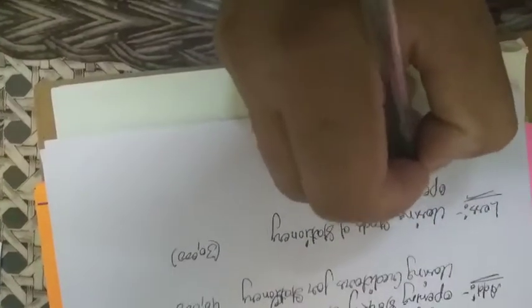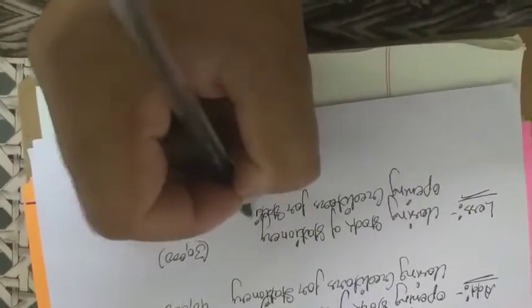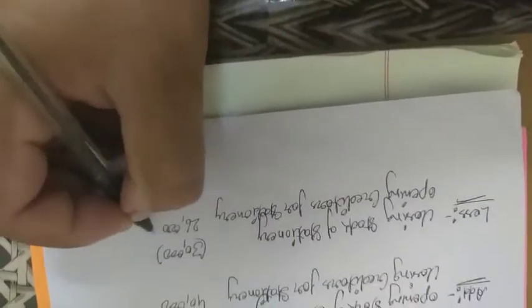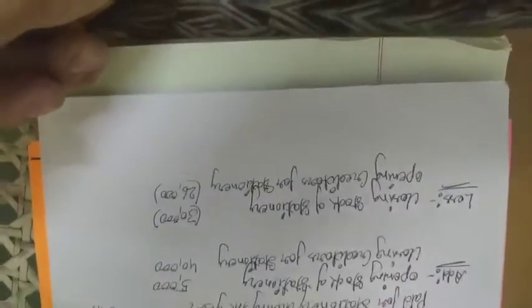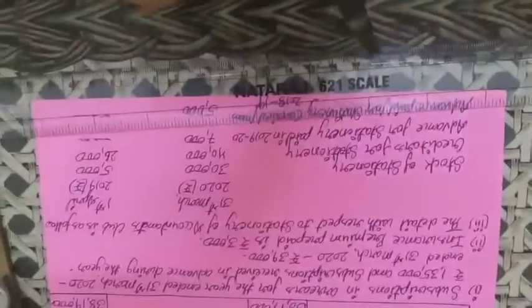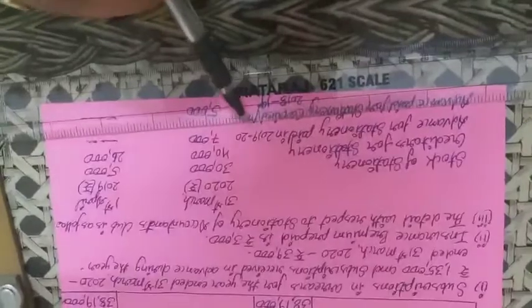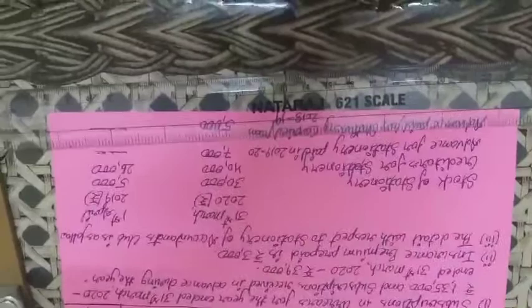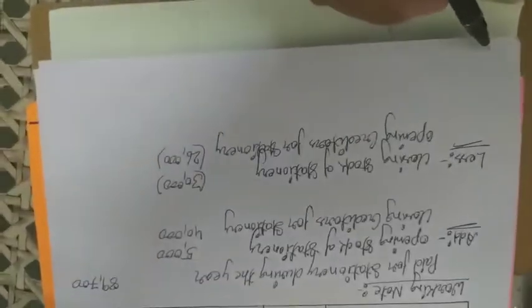And opening creditors for stationery, 26,000. Okay, next, advance for stationery paid in 2019-20. It means this advance is related to next year. So if this advance is related to next year, we will subtract it from the amount paid during the year.